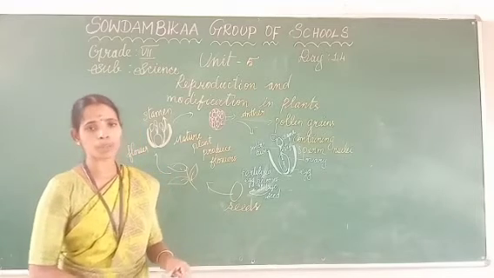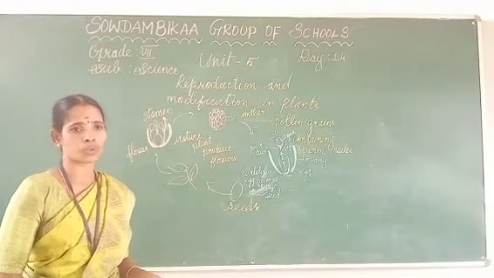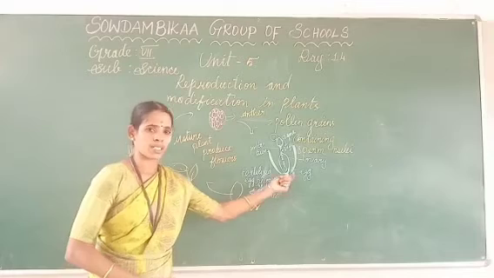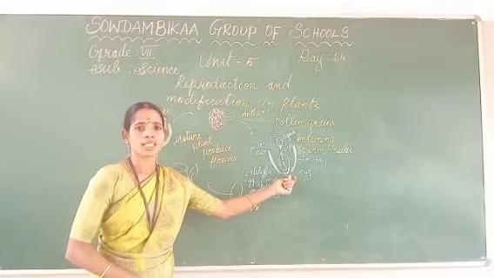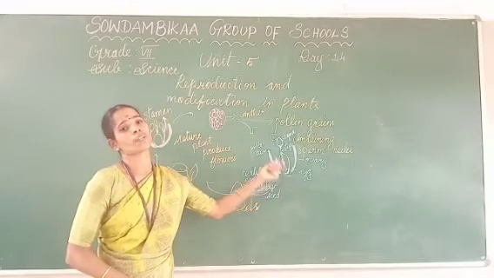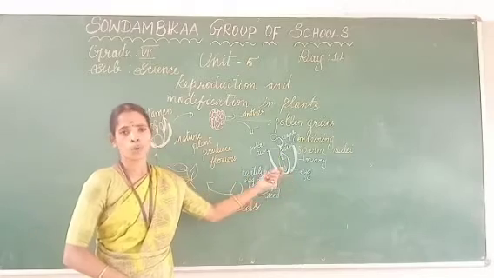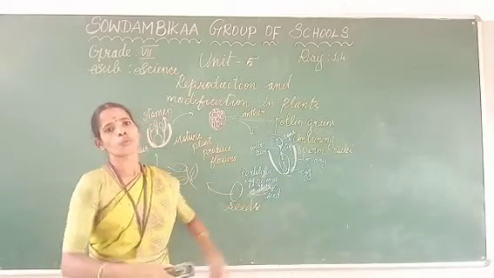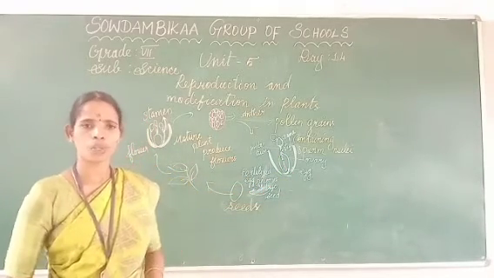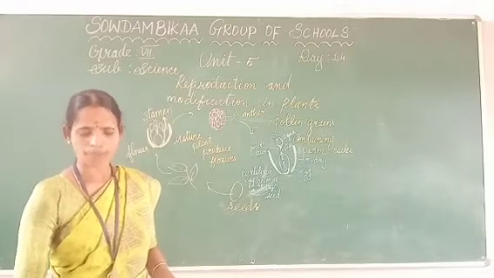Where is the female gamete located? That is how you have to say the answer. It is present inside the pistil, in the ovary. Inside the ovary is the ovule, and inside the ovule only the egg is located. Okay? Have you clear about this?